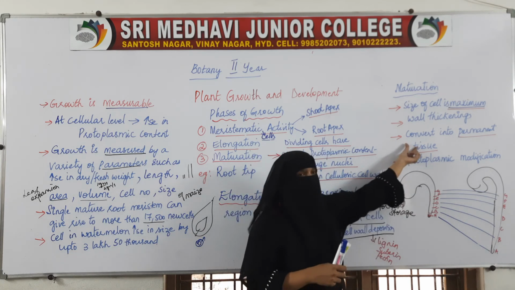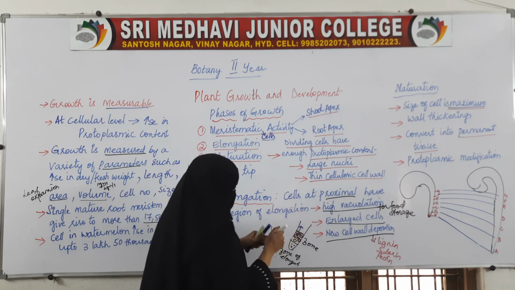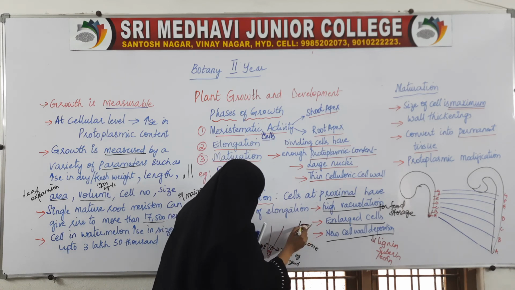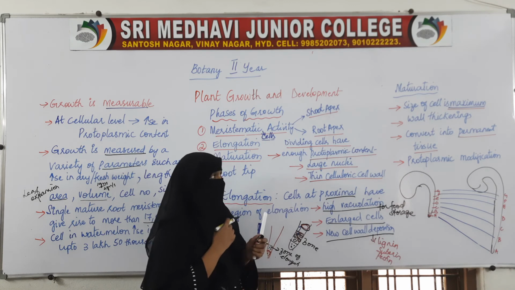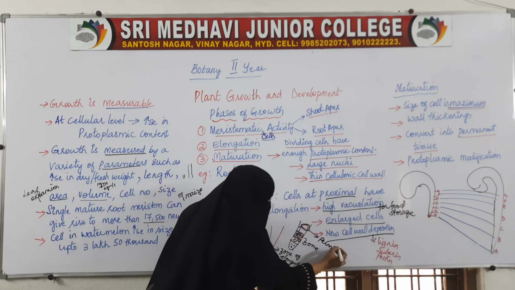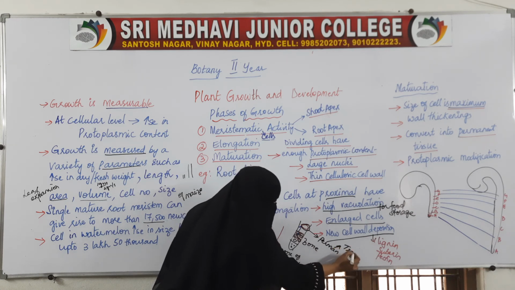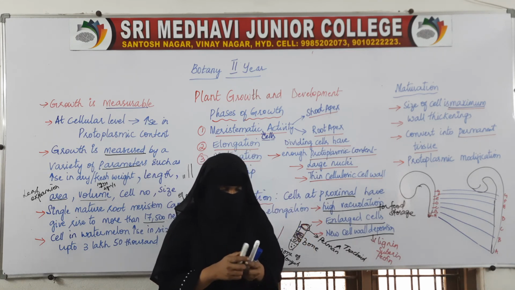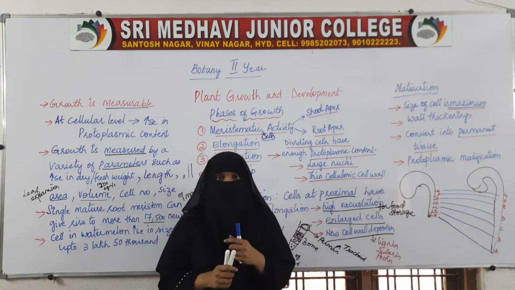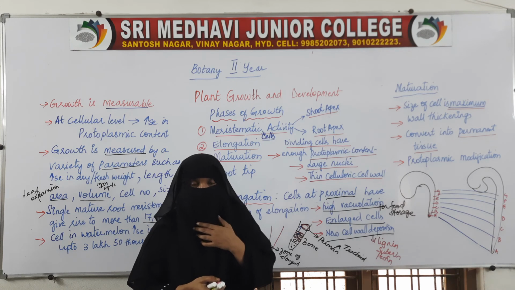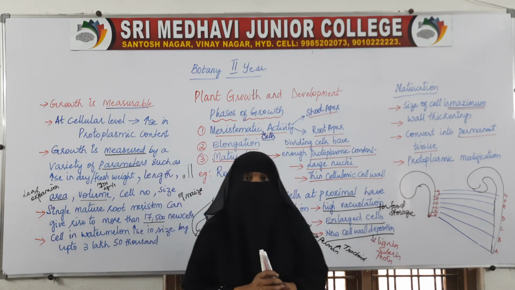For example, if this cell has moved into maturation, increased in size, and a thick cell wall has been formed around the cell, now this will change into permanent tissue. For example, if it forms a trachea. Trachea is a cell present in xylem. Xylem is a tissue which conducts water. So the trachea is a cell in xylem which conducts water. It is a dead cell.